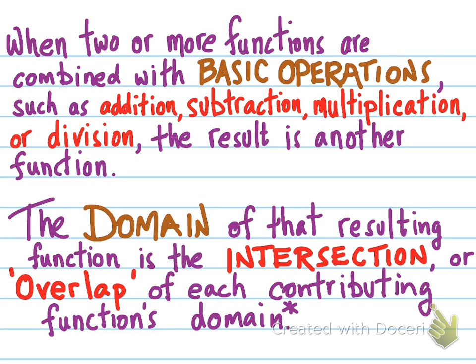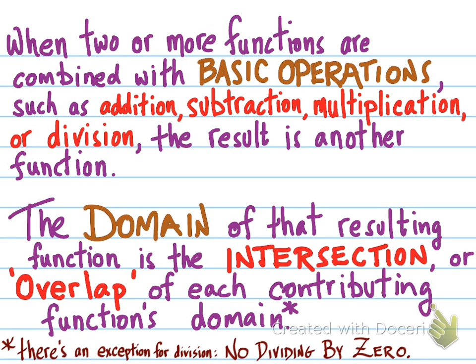So there's a little asterisk there after the domain, and that is because this is a little bit different when we are dividing functions. If you just think about it, why would division be any different than multiplication or addition or subtraction? That's because we can't divide by zero. So anything that would cause the denominator of our resulting function to be zero, we have to pull that out of the domain. So that's what we're going to talk about, this little issue with the domain.